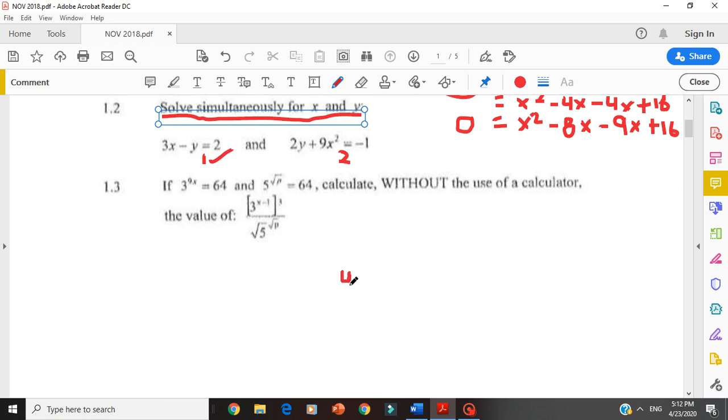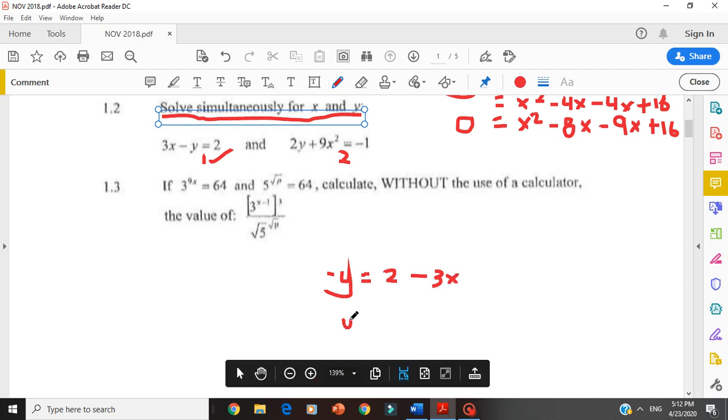So if I rearrange the equation, I'm going to make y subject. Well, negative y is equals to 2 minus 3x, so positive y will be 3x minus 2. We just swap the positions of the 2 and minus 3x. Okay, and so this will become our new equation 3.